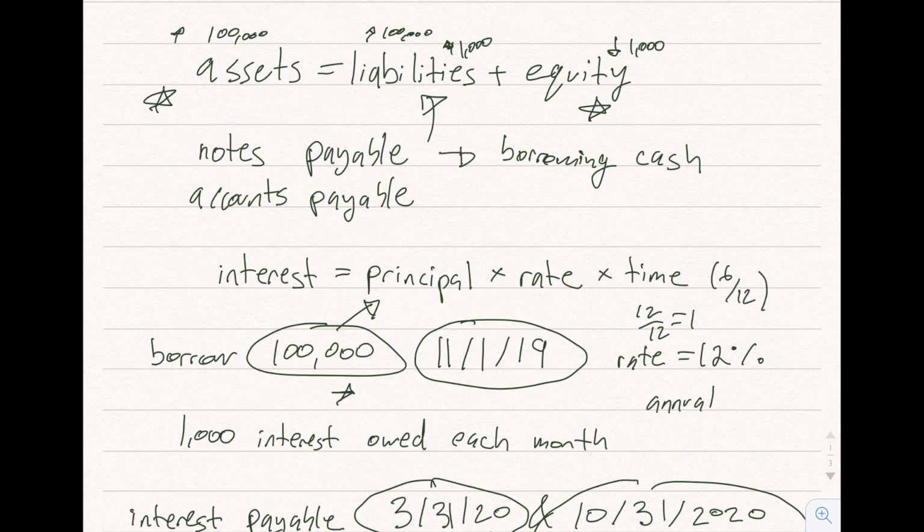How do I know that equity is going down by 1,000? Well, remember, it's an expense, interest expense. Interest expense serves to lower your net income being the last part of the income statement. Net income goes into retained earnings. Retained earnings is your summary of net income or net losses over the years. And retained earnings is part of the equity portion of your balance sheet.